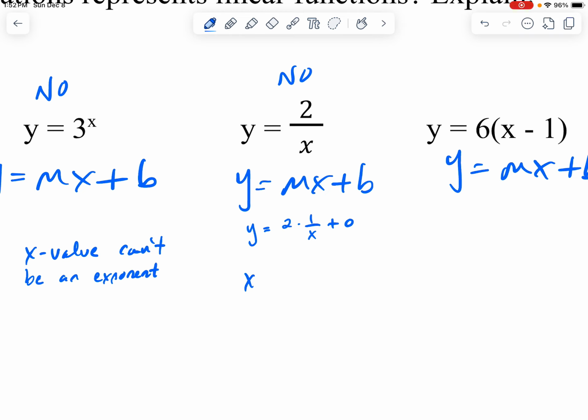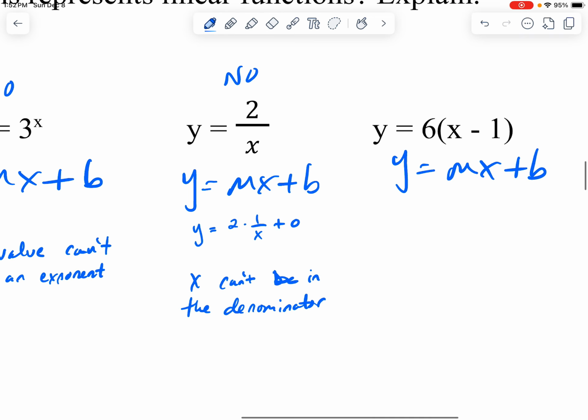No. X can't be in the denominator, which is the bottom of the fraction if you're not familiar with that term.